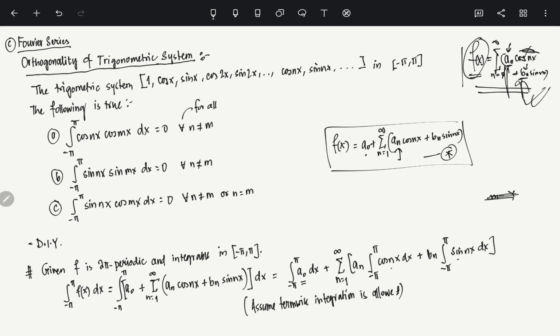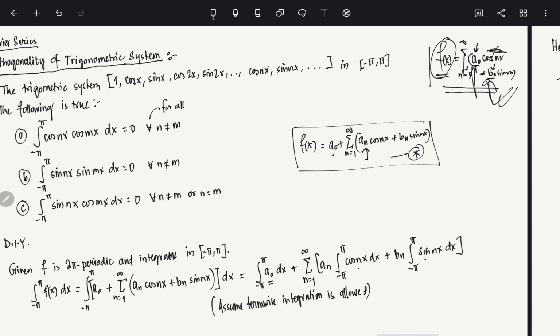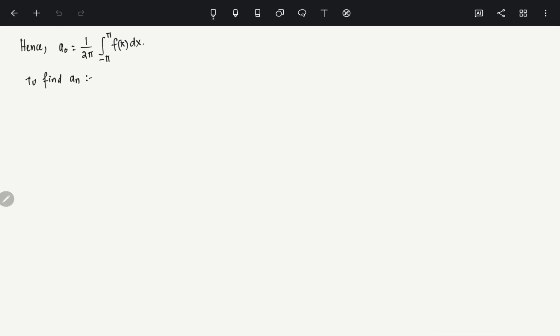Yes, and then we integrate it. Let's see what happens. So multiplying on both sides with, let's say, cosine mx. This m is fixed. m can be 1, m can be 2, m can be any fixed natural number, right? It does not really matter what m is. You can fix any of that.